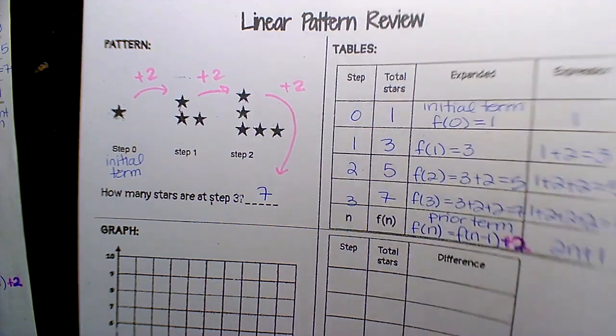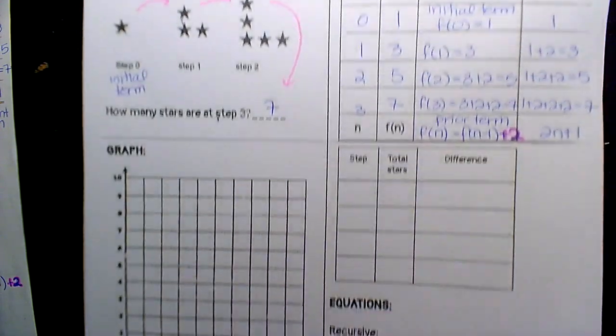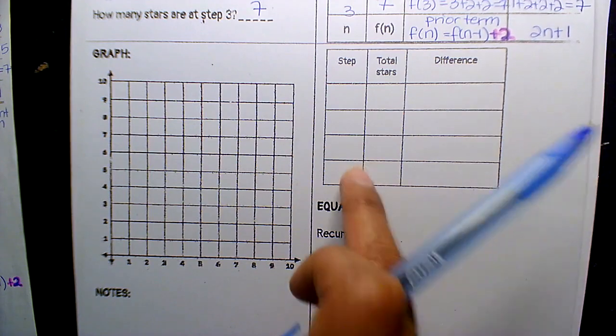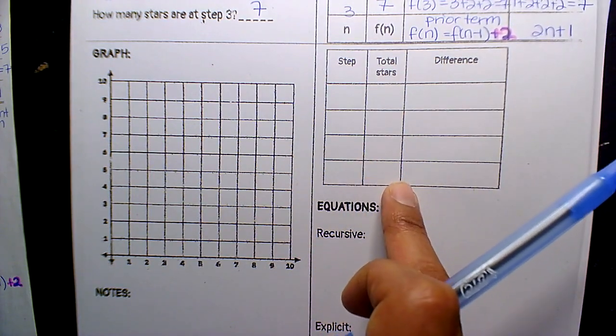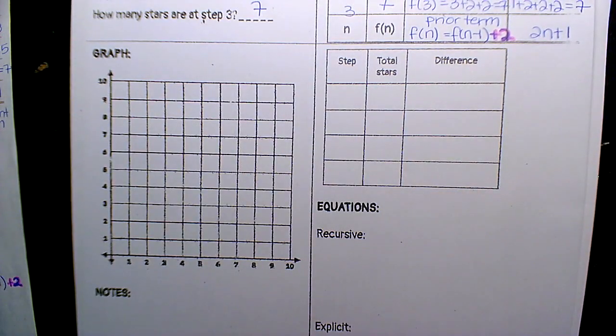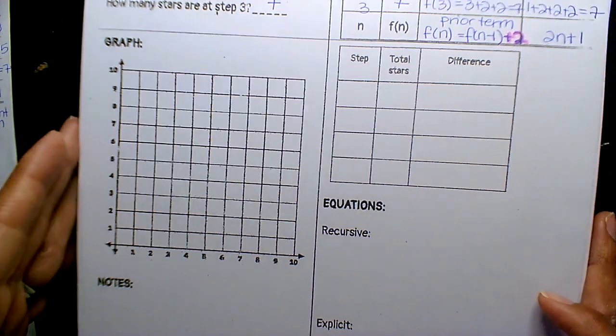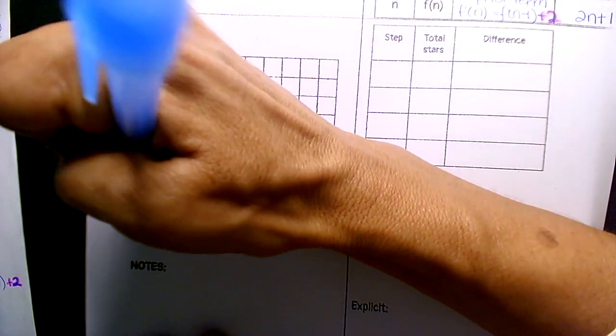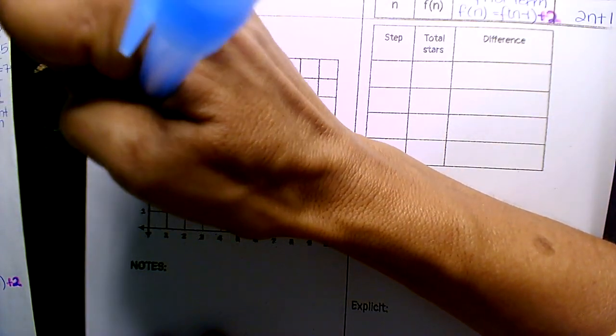Okay, so now here's a little bit of redundancy, because we're now going to plot them. We're going to fill out this table again, which is probably more like the table you would have. So this bottom part is more relatable as we move forward, okay? So if I plot the steps, this is the total stars.